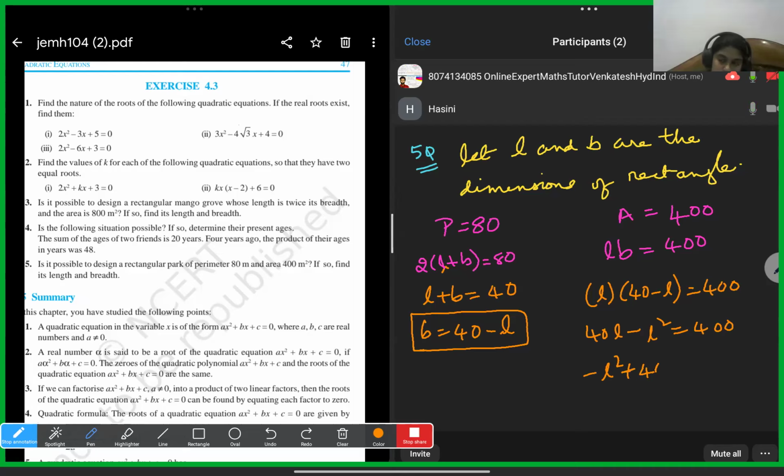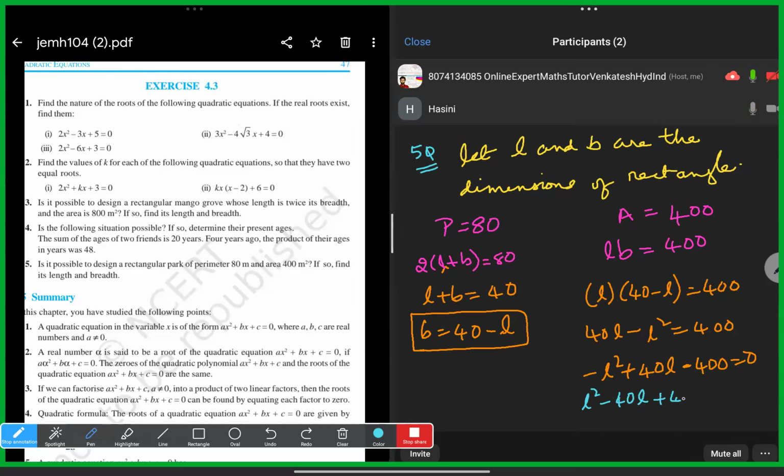Now I'm writing it in ax square plus bx plus c form. I brought all the terms to the left side. I wrote minus L square first, 40L has no sign, meaning plus 40L, and 400 came to the left side as minus 400. Now minus will multiply overall. It becomes L square minus 40L plus 400 is equal to 0.